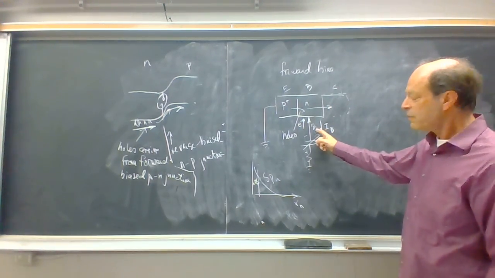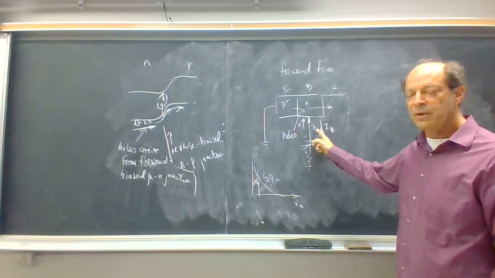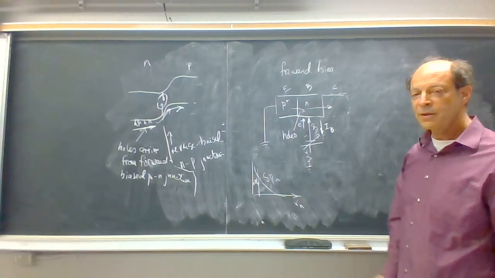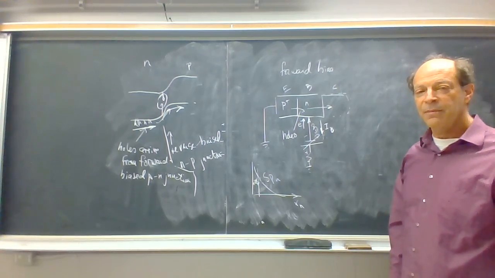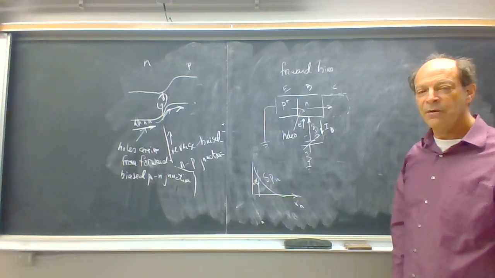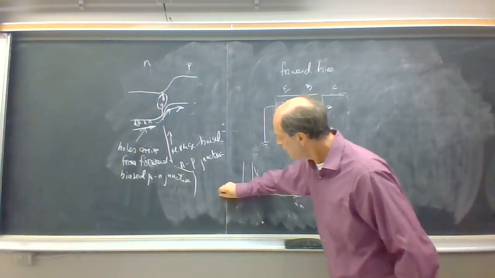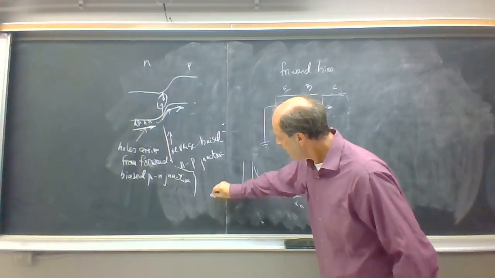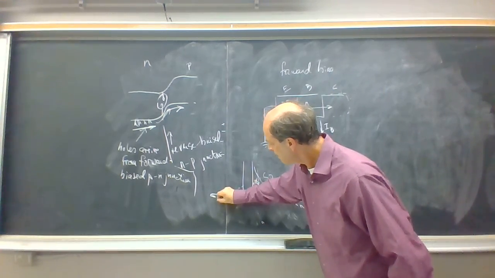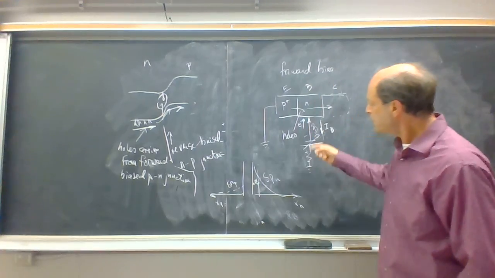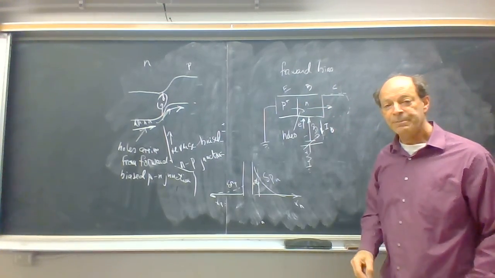So the one source of base current is a recombination of minority carriers in the base, and that's likely to be the dominant source of base current. Another source of base current is, remember that we try to minimize the number of electrons which are injected from the base into the emitter.